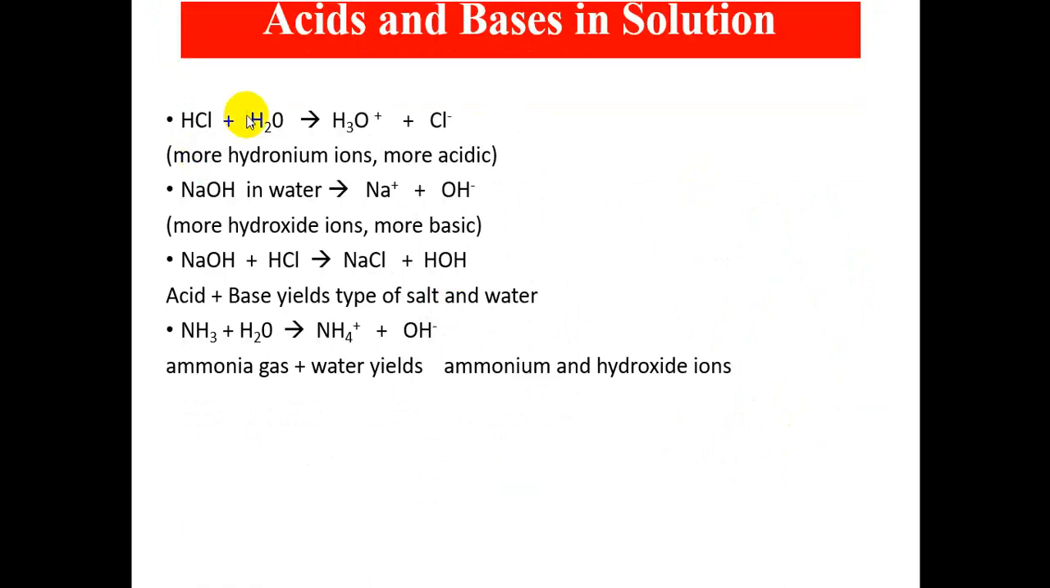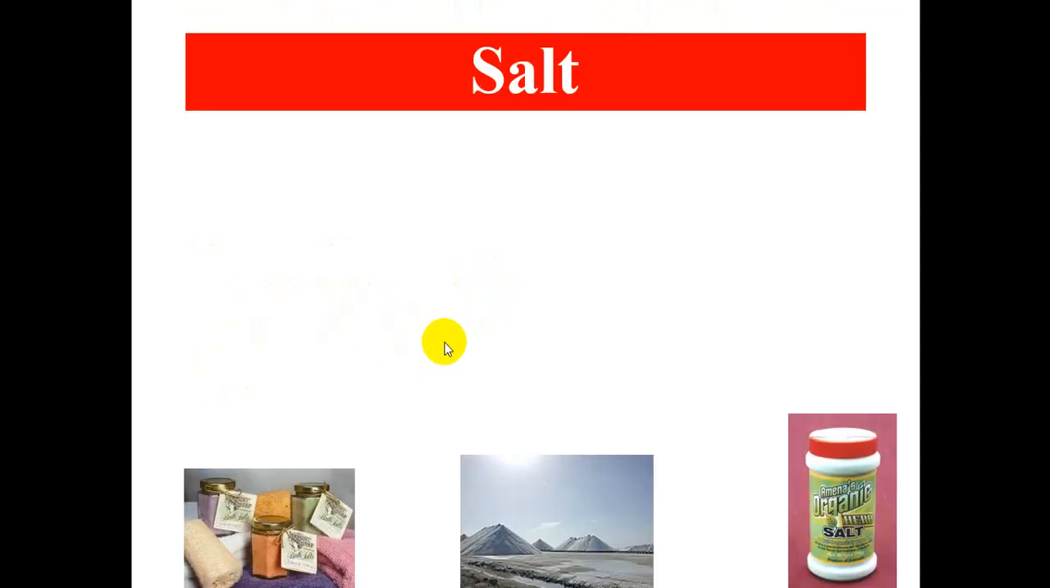Hydrogen chloride reacts with water to produce hydronium ion plus chloride ion. Sodium hydroxide in water produces sodium ion and hydroxide ion. Sodium hydroxide plus HCl produces salt. That's when you react an acid with a base, you produce salt and water. Acid plus base yields salt and water. Ammonia plus water yields ammonium ion and what? Hydroxide ion, which is a base. So acid and base.